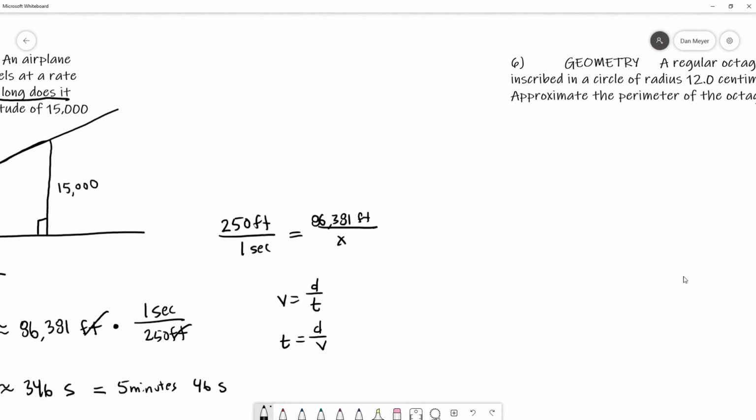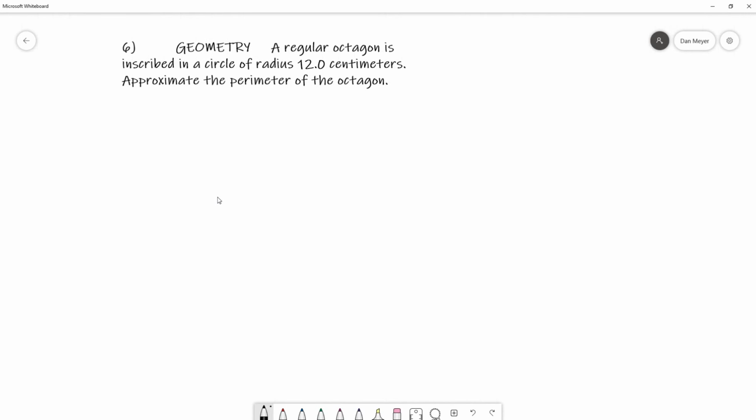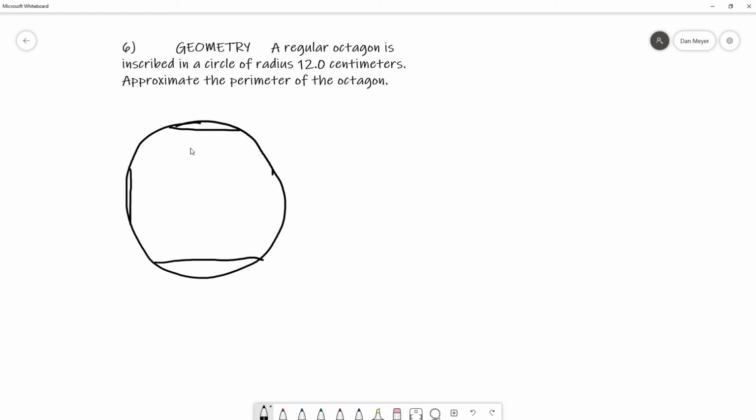Looking at the next problem, this is a geometry problem, so this one's kind of challenging. It says a regular octagon is inscribed in a circle of radius 12 centimeters. First off, what that means is, I'm going to try to get a halfway decent circle here and a halfway decent octagon. Inscribed means on the inside, so we have an octagon on the inside of this circle. This is not going to be the most amazing thing ever, but it's not going to be all that terrible either.